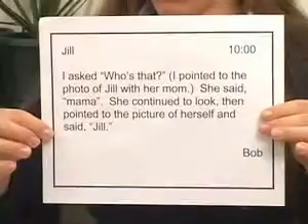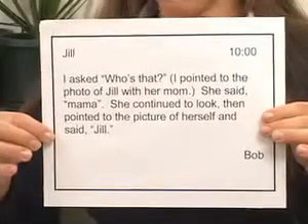So, a couple examples of a factual note are writing the child's name, Jill, up top. The time was 10 o'clock. It says, I asked, "Who's that?" I pointed to a photo of Jill and her mother. She said, "Mama." She continued to look, then pointed to the picture of herself and said, "Jill." Signed by Bob. This note just contains what actually happened. It doesn't have what the observer thinks might have happened or any other views of the subject.